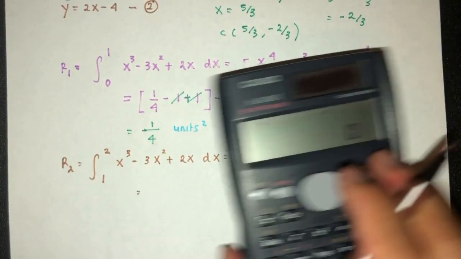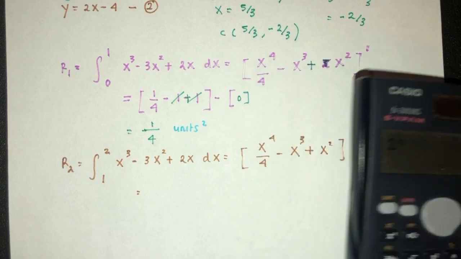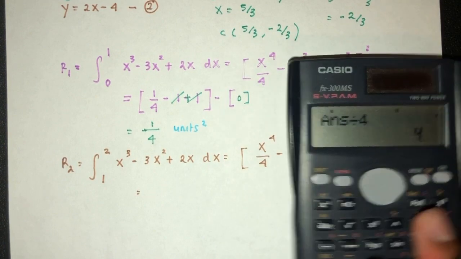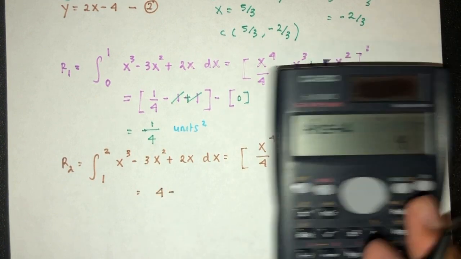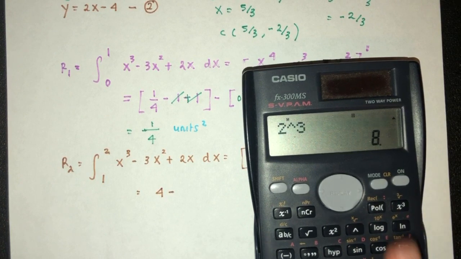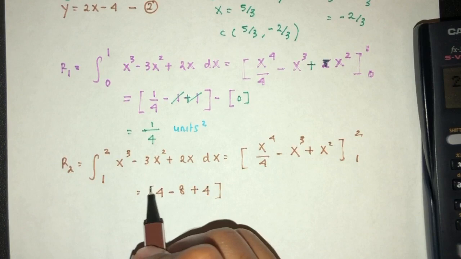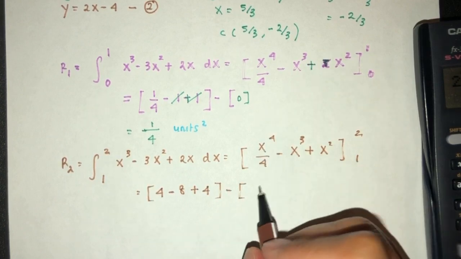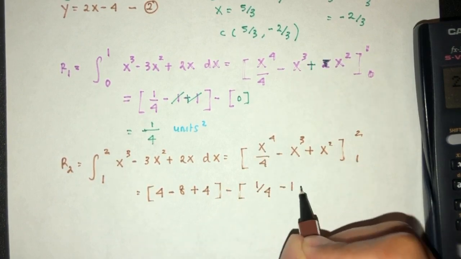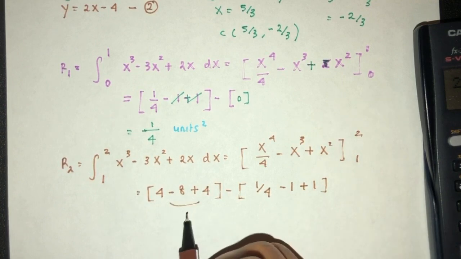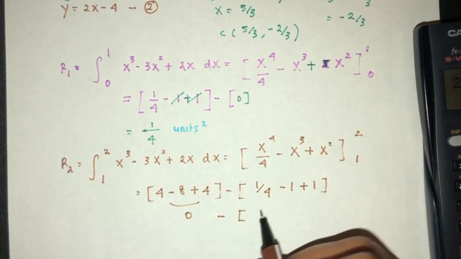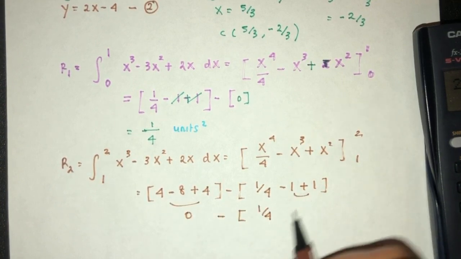That should be 2 power 4 divided by 4, that should be 4, minus 2 power 3 should be 8, and then plus the value of 4. That's the first part. Minus, here we have 1 over 4 minus 1 plus 1. That should be 0. Minus here, that is 1 over 4, and that will be 0.